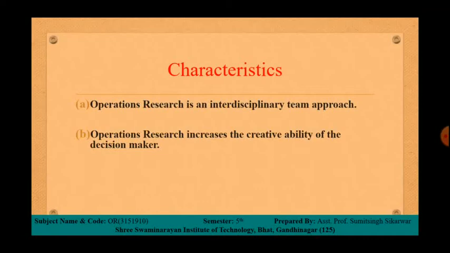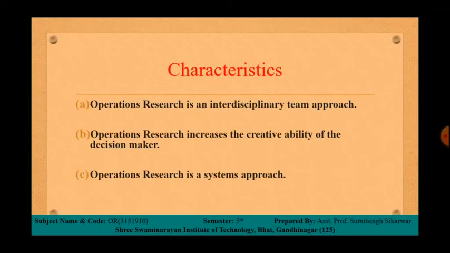Hence, a manager who uses the operation research techniques will have a better creative ability than the manager who does not use the techniques. Another characteristic of this subject: operation research is a system approach. Now, let us discuss this characteristic.